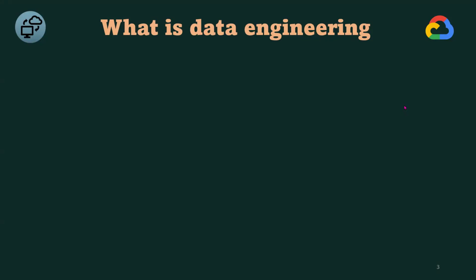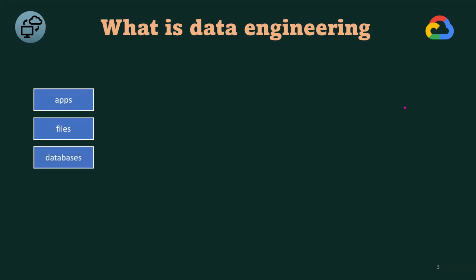So in data engineering, you will be getting the data from multiple data sources. The data you are getting from some application. The data may be generated in some file format, such as CSV files, Avro files, Parquet files, JSON files. Sometimes you also get the data from databases, maybe some MySQL database, or a SQL Server database, or a PostgreSQL database.